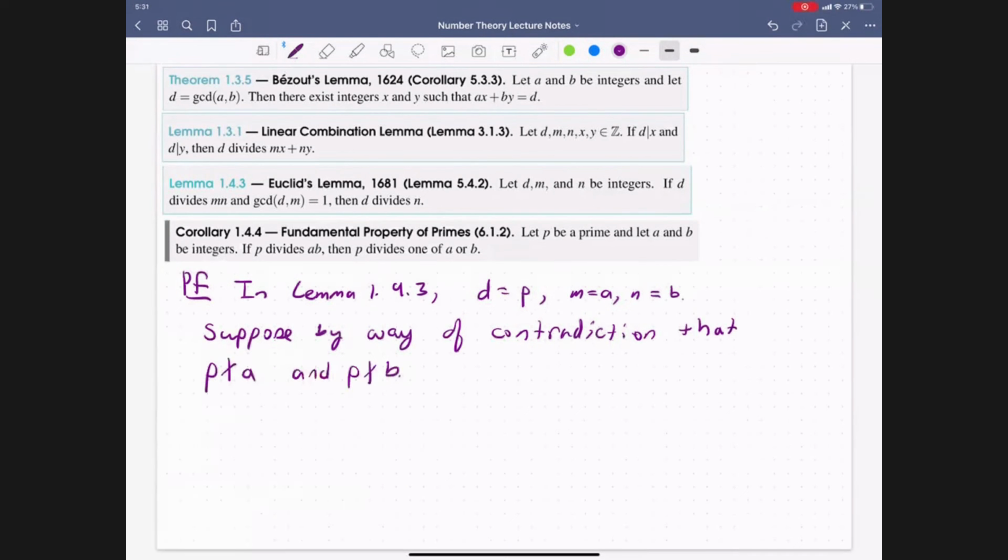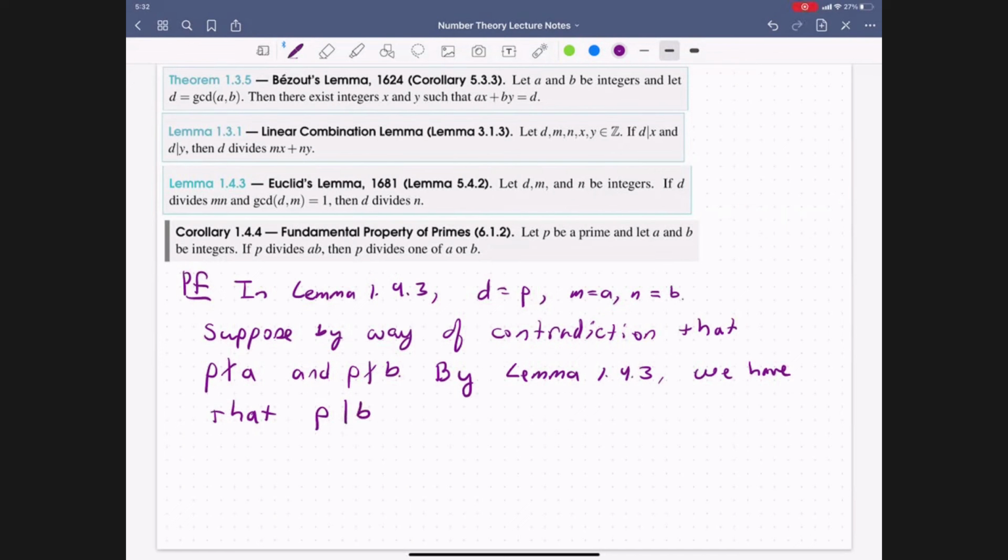Well, if this is assumed, now lemma 1.4.3 applies, since we have that second aspect of the GCD of D and M. And so now by lemma 1.4.3, we have that P divides B. So B, I took to be N.